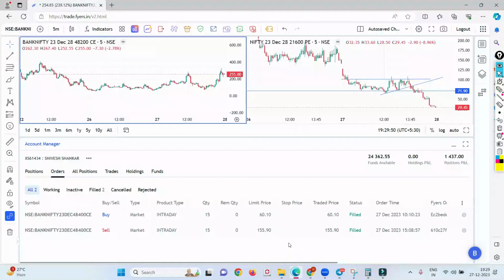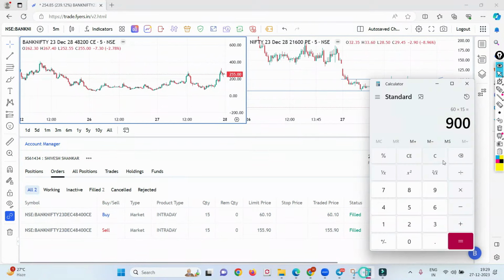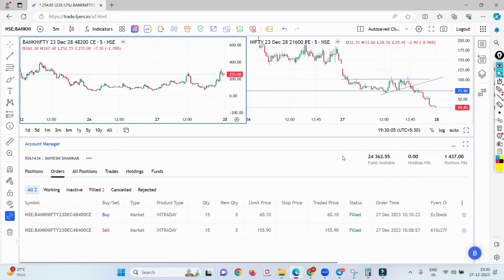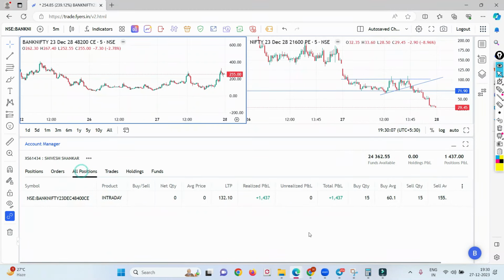That's where I saw 60 rupees premium has become 155, wherein I've captured almost how much? 95 or 96. Let me show you. 96 into 15 is a lot size, so I made almost like 1440. Let me show you. Can I see that in all positions? Yeah, 1437 is my profit.